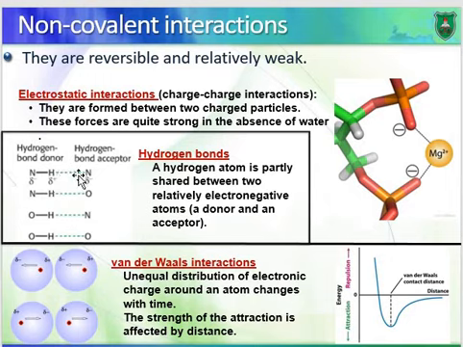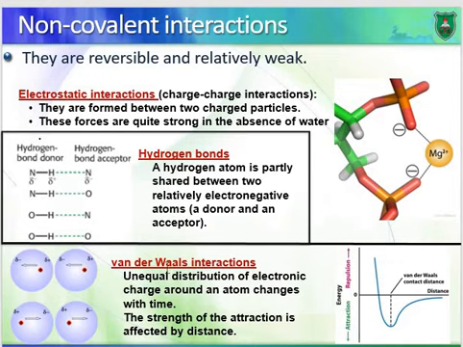This attraction between the hydrogen with a partial positive charge and the highly electronegative atom with a partial negative charge is called a hydrogen bond. This hydrogen here is a hydrogen bond donor, and this nitrogen or oxygen is a hydrogen bond acceptor. So for a hydrogen bond to form, we have to have a donor and an acceptor, and again we have charges attracted to each other. That's why this type of non-covalent interaction can be considered a special case of electrostatic interactions.